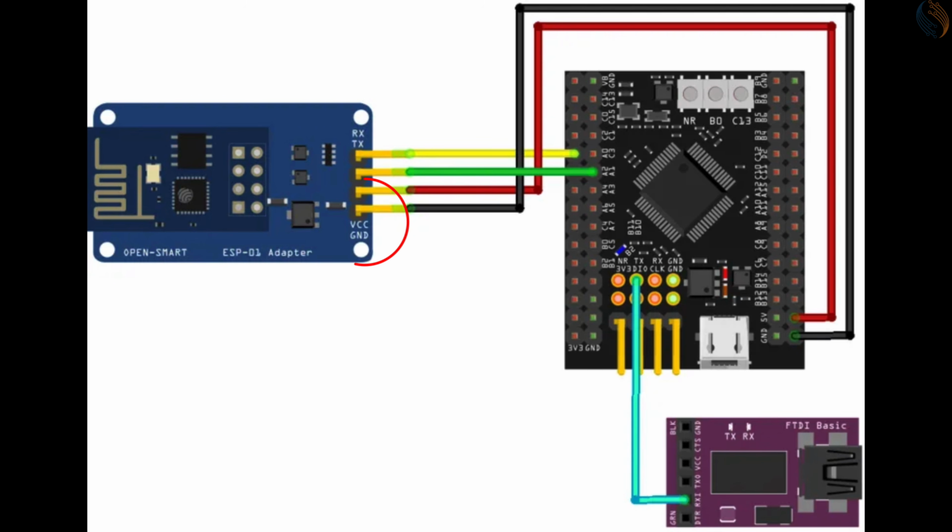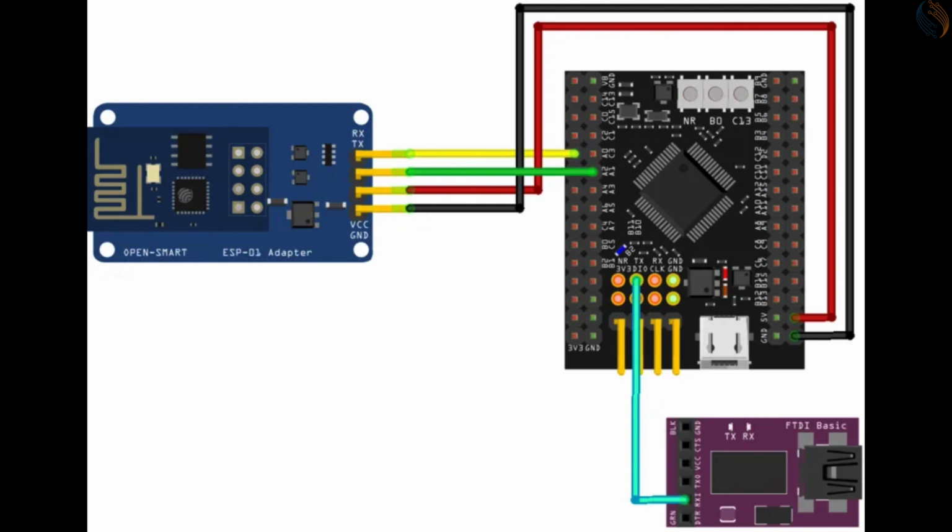The ESP adapter is powered by 5 volts from the STM32 board itself, but make sure that the USB cable is connected to the development board. The ST-Link V2 only provides a 3.3 volt supply to the board. So if you want, you can use an external 5 volt supply for the adapter, but in that case, remember to connect the ground of the external supply with the STM32 development board's ground as well.